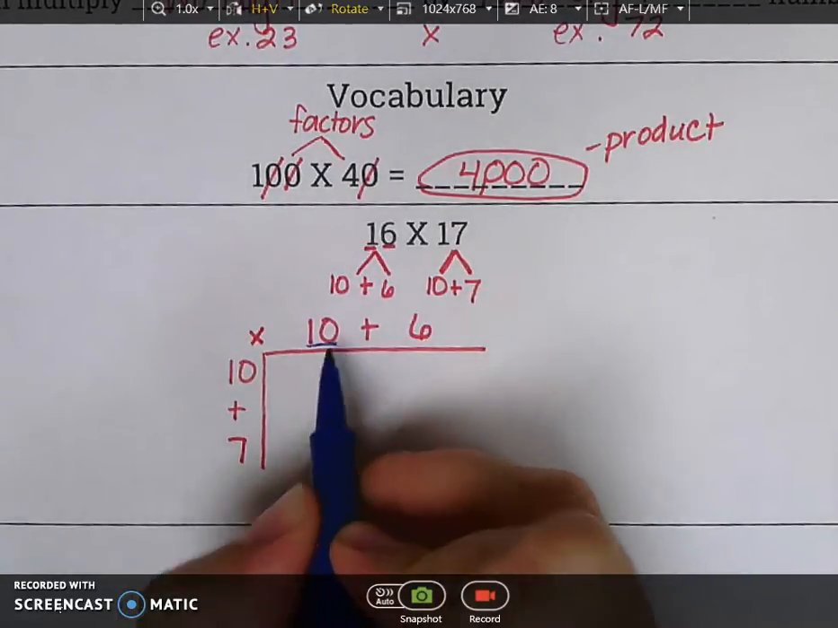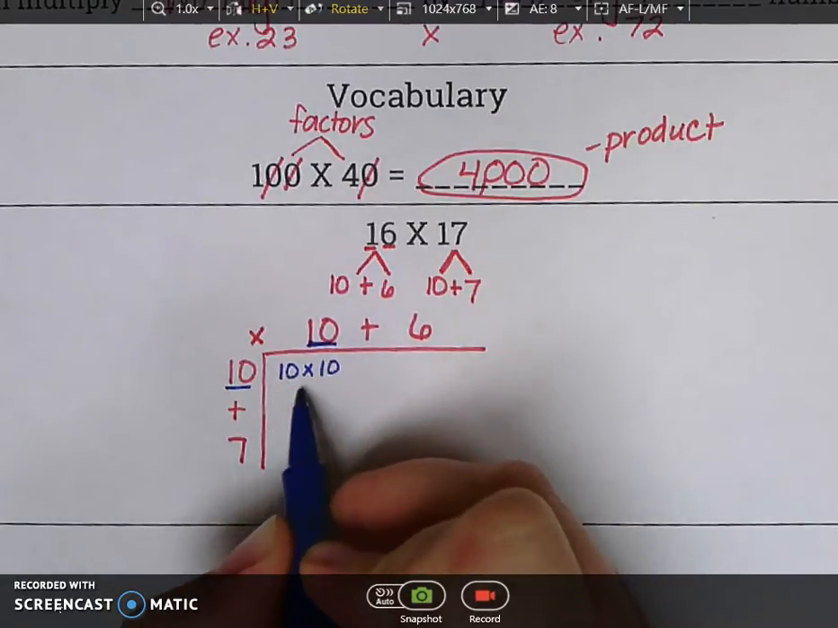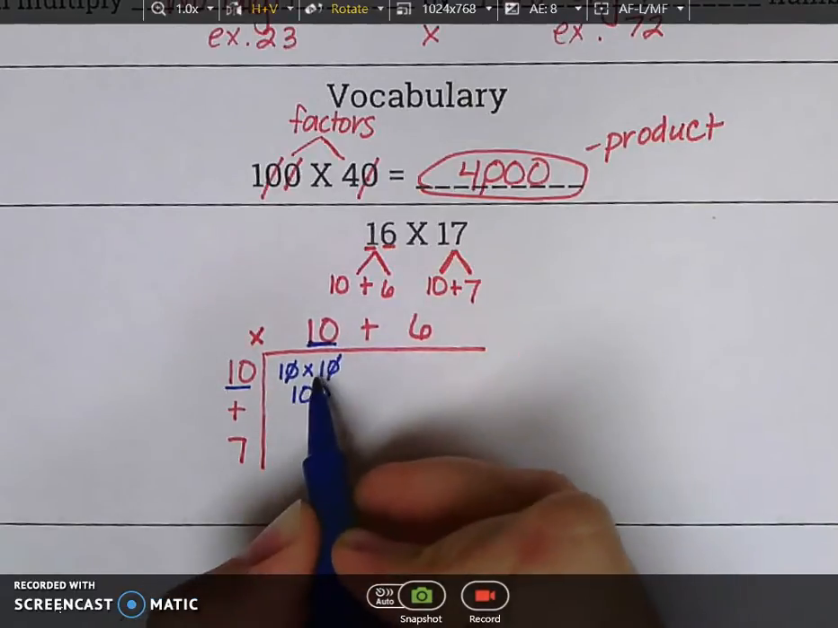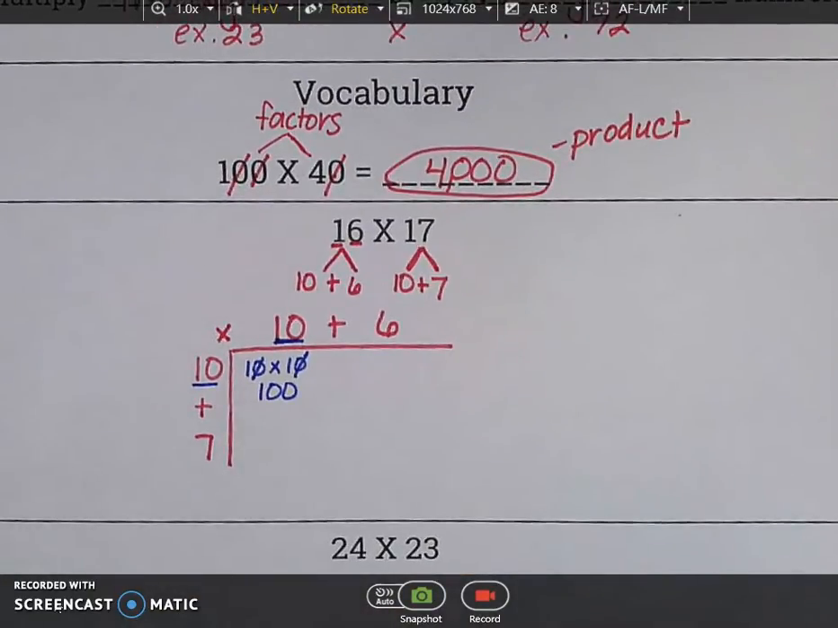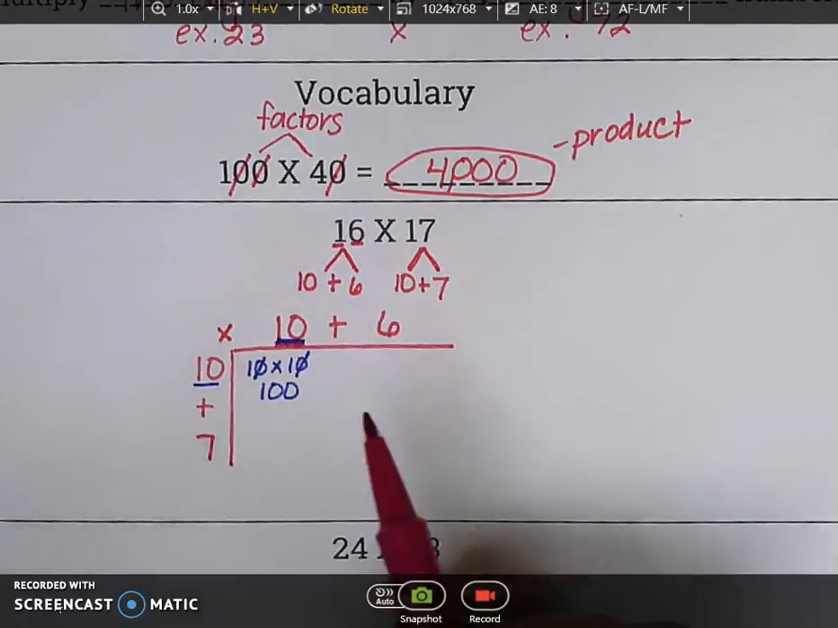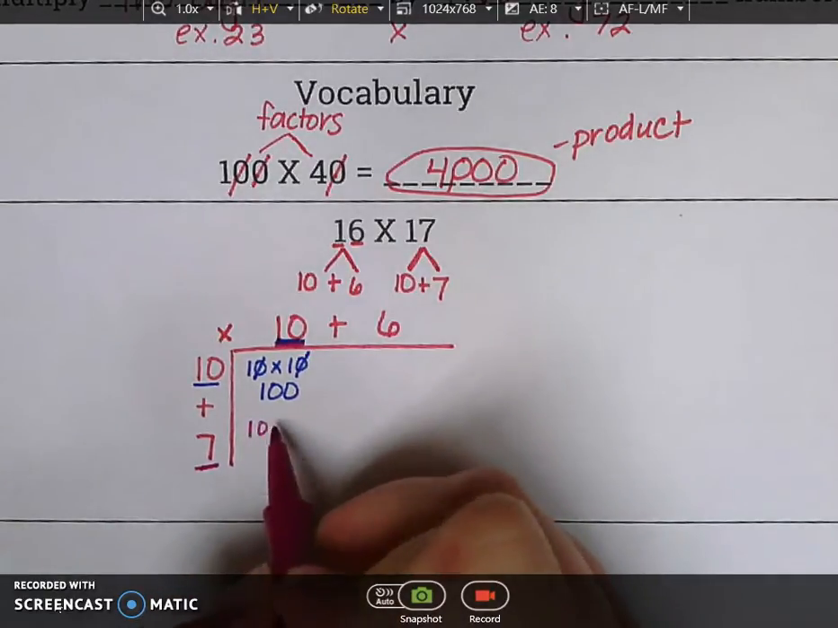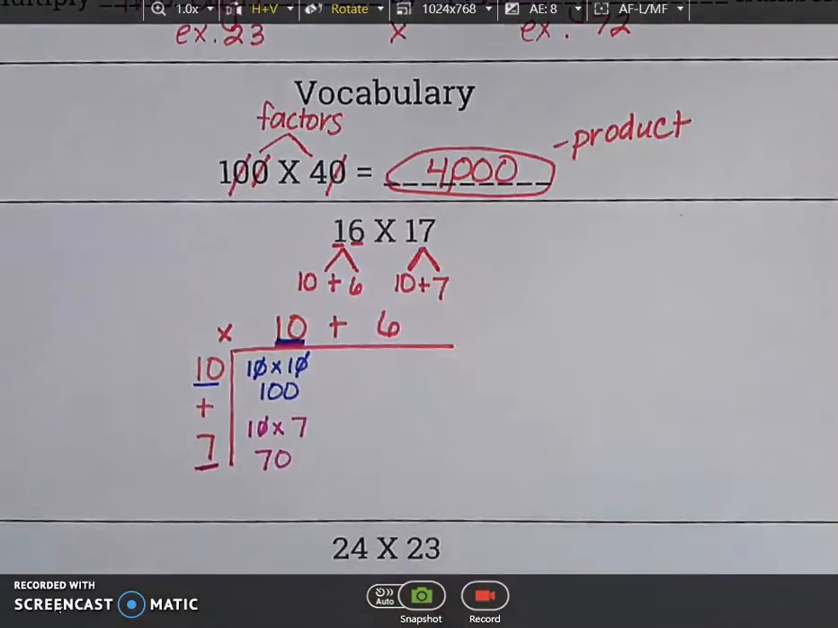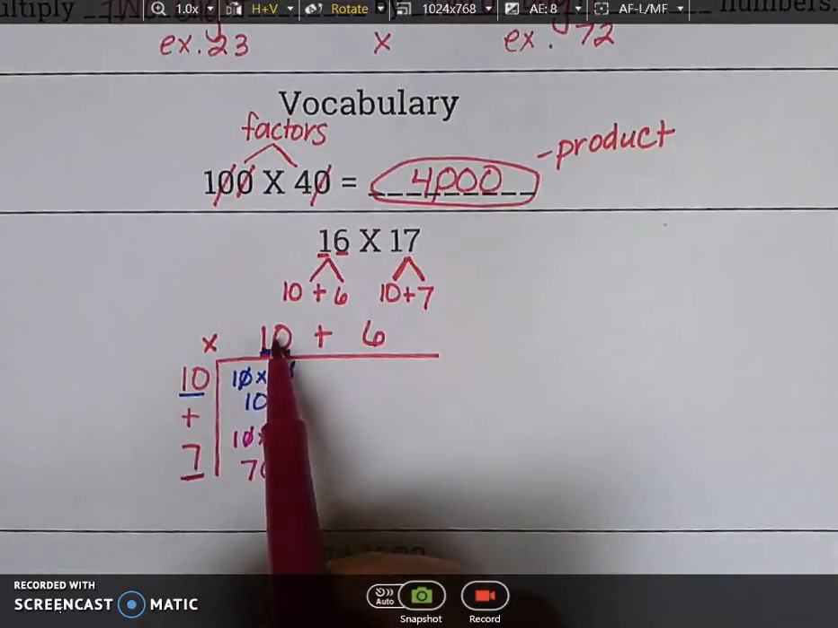So we're going to start by just doing 10 times 10. 10 times 10 is 100. If we cross out those zeros, 1 times 1 is 1. Add those 2 zeros back on. So that's the first one that we're going to multiply. The second one, we're going to take this 10 and multiply it by this 7. So 10 times 7, cancel out that 0. 1 times 7 is 7. Add that 0 back on, 70. So now I've multiplied this 10 by this 10, and I multiplied this 10 by 7.